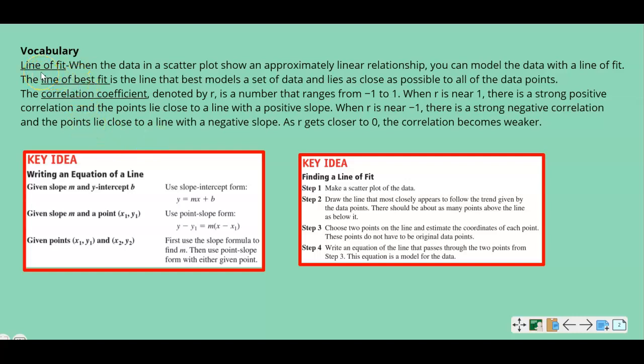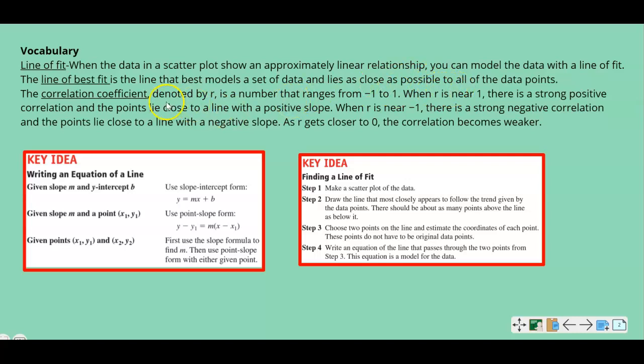So your vocabulary that you need to know: line of fit. When the data of a scatter plot shows an approximately linear relationship, you can model the data with a line of fit. The line of best fit is the line that best models a set of data and lies as close as possible to all the data points.